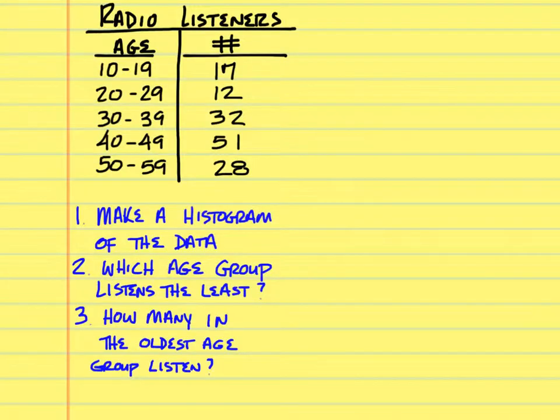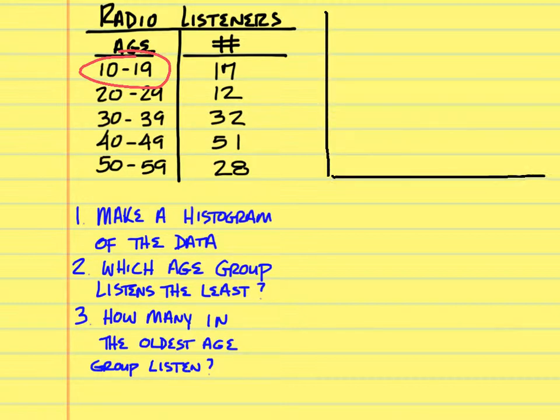Here's how you make a histogram. You're given a table, and the difference for a histogram is that a lot of times you have an interval, like 10 to 19, instead of just one number. So we'll do that. We'll start with the same lines that we have for a line graph.